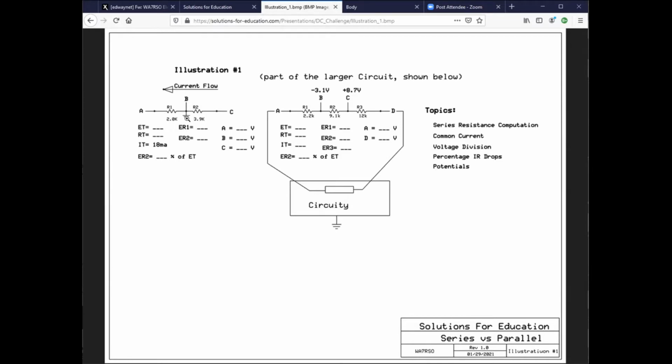Well, then if we look down here, we can actually say, all right, if the current is 10 milliamps, or 18 milliamps in this case, 18 milliamps will be a multiplier for each of these resistances to cause a certain amount of voltage across each one. So the voltage here across R2 is going to be twice as much as across R1.